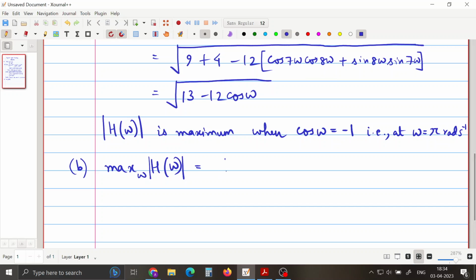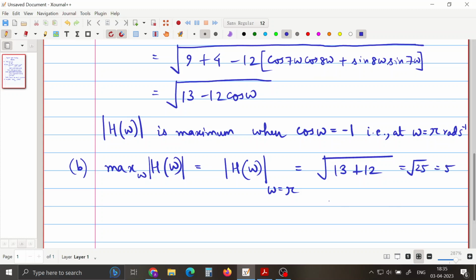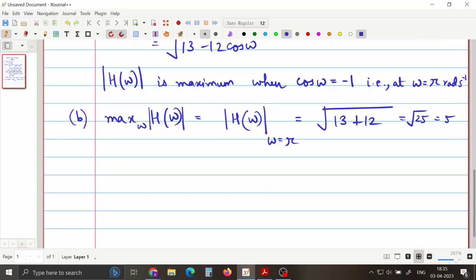So this is basically the magnitude at omega equals pi. That's it. It's the square root of 13 plus 12, right? Because cos pi is -1, so we already have a negative sign, so overall it becomes plus. So it's square root of 25, which is 5. So the maximum magnitude gain is equal to 5.